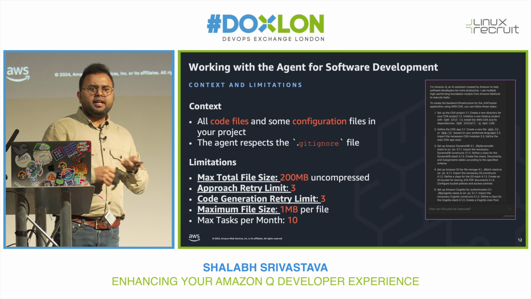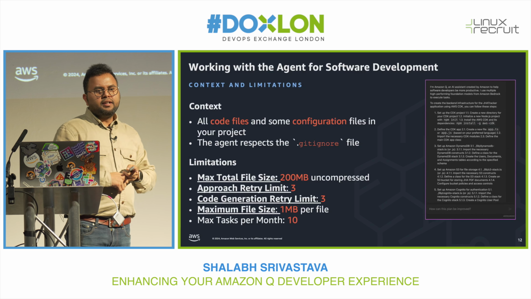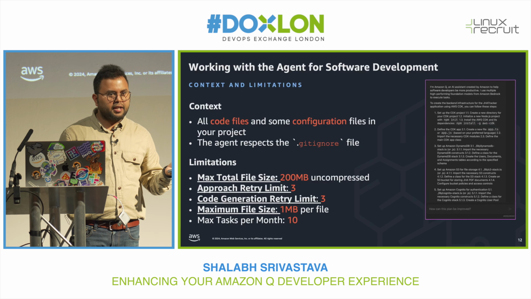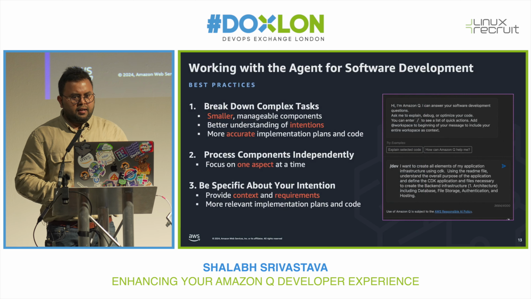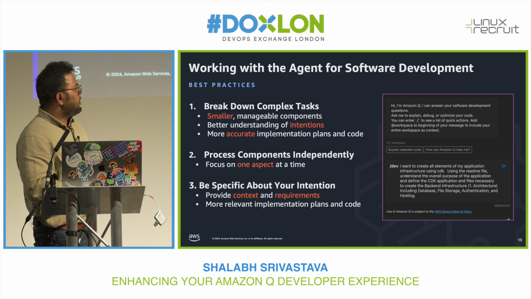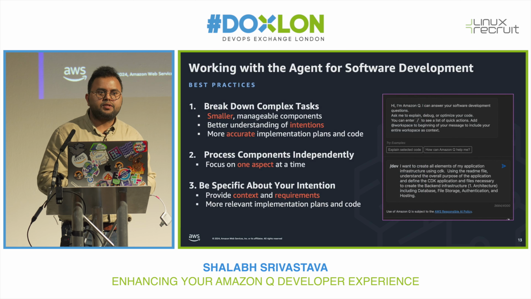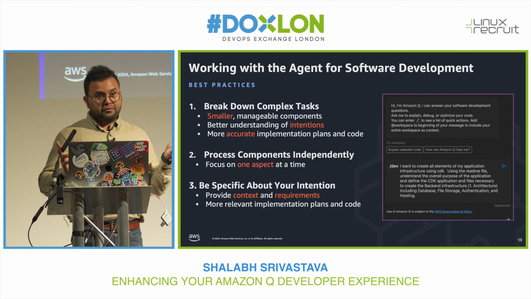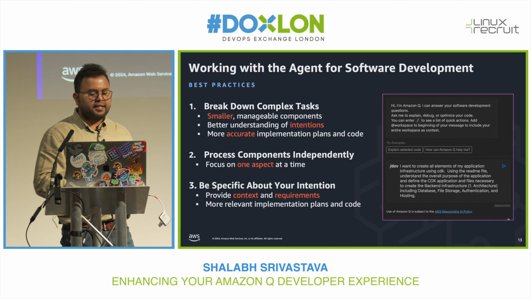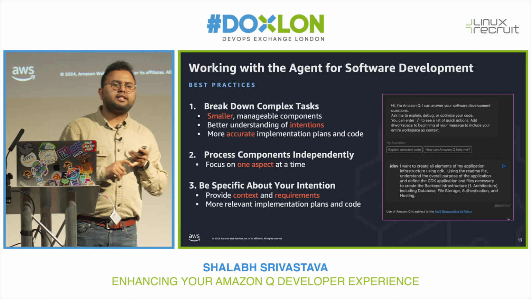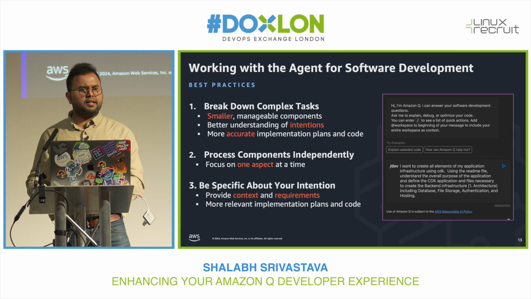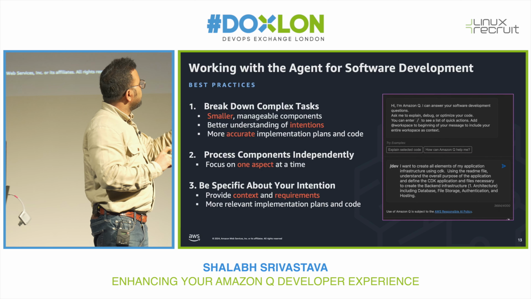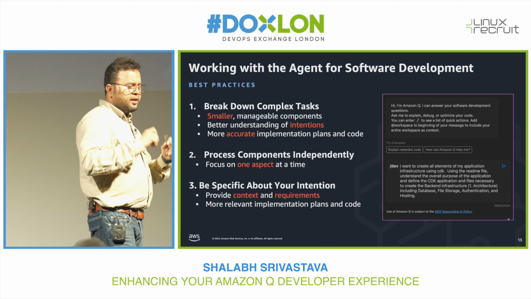It also helps you generate an implementation plan. As you would see here, it tells you the step-by-step process if you want to, say, create a 3-tier application. What are some of the best practices when working with the agent? Breaking down complex tasks is very important, processing your components individually as well as being specific about intentions. Create unit tests. I want a CDK application to create an application for me.